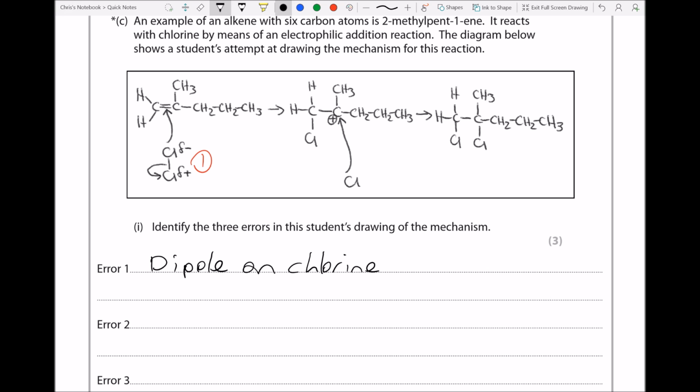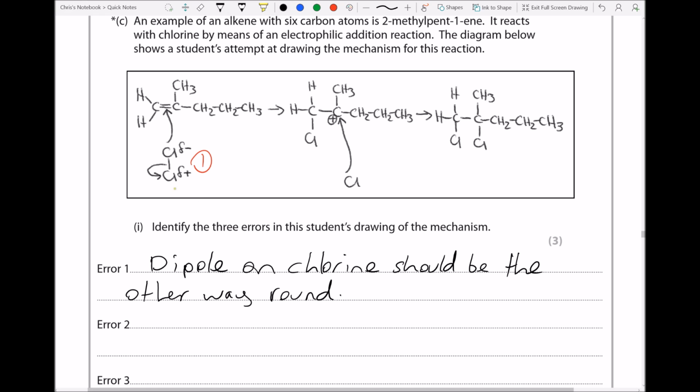Chlorine. Okay, so it should be the other way around. Okay, this is like being a teacher, marking these things, and it's your opportunity. It's actually a really good skill, marking up other people's mistakes, because you have to have really good knowledge of this yourself to be able to do that.